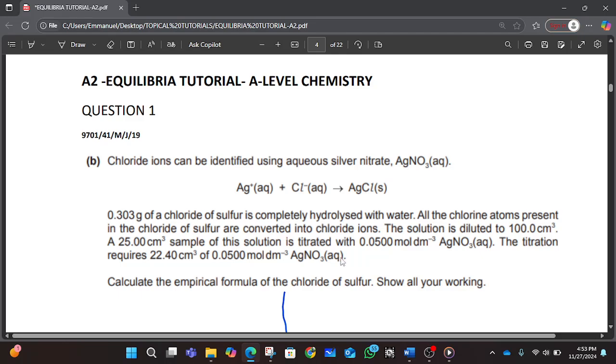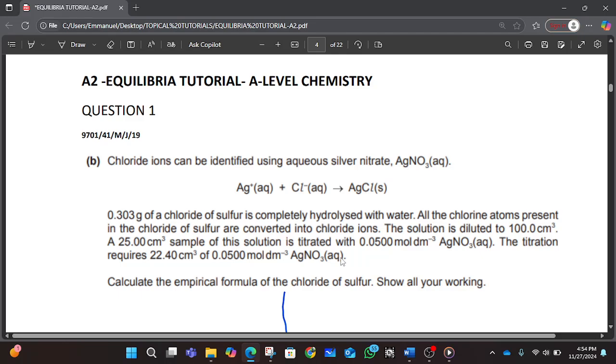In today's video, I'll be solving questions on A2 Equilibria. I will specifically be looking at May-June 2019, paper 4.1. Question 1. B. Chloride ions can be identified using aqueous silver nitrate, AgNO3 aqueous. The ionic equation for this reaction is given as Ag plus aqueous plus Cl minus aqueous, giving you AgCl solid.